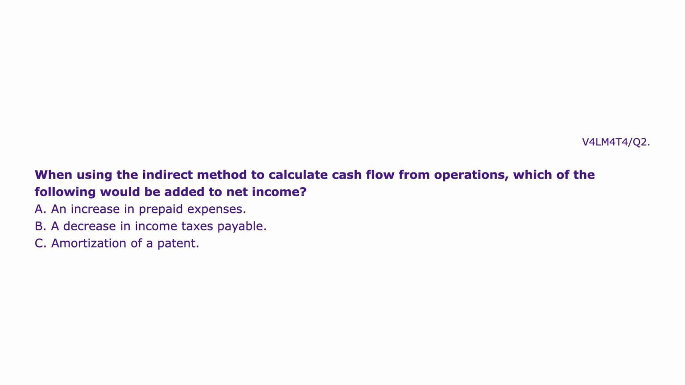When using the indirect method to calculate cash flow from operations, which of the following would be added to net income? A. An increase in prepaid expenses. B. A decrease in income taxes payable. C. Amortization of a patent.